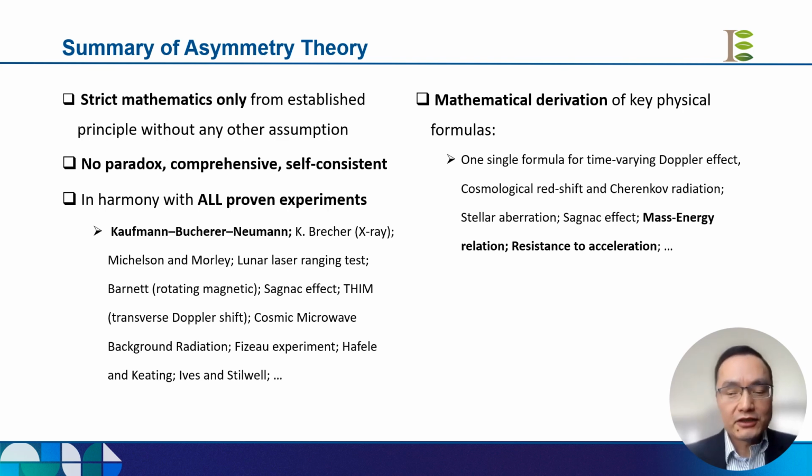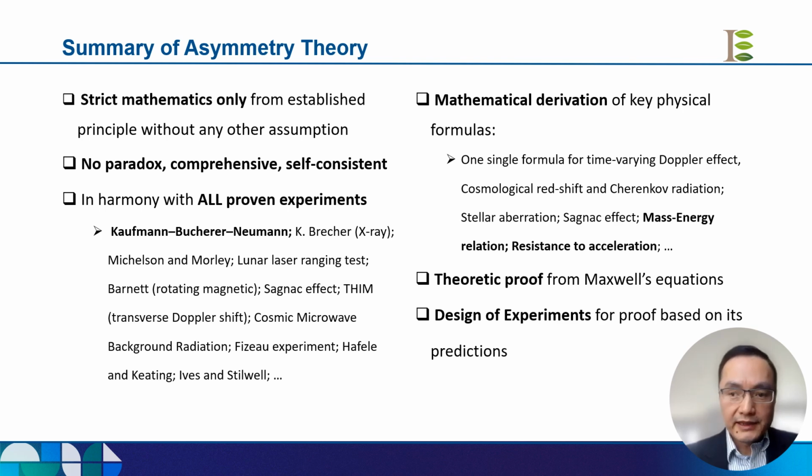It also provides straightforward mathematical derivations of key physical formulas. For example, we mathematically derive one single formula for three phenomena, including Doppler effect, cosmological redshift, and Cherenkov radiation. And of course, we also mathematically derive the formula for the mass-energy relation and resistance to acceleration. It also comes with a theoretical proof from Maxwell's equations, which I will present in April's meeting.